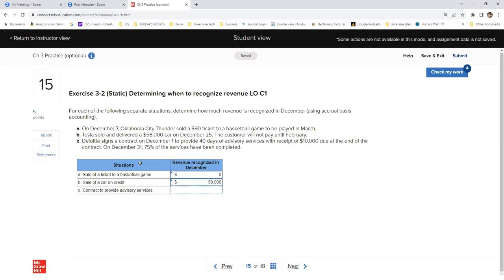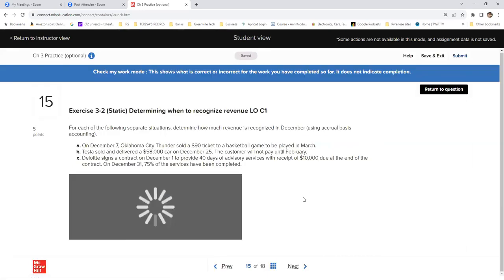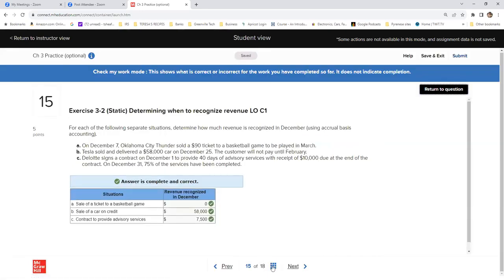Contract to provide advisory services. So Lloyd signed the contract November 1st to provide 40 days of advisory services with the receipt of $10,000 due at the end of the contract. As of December 31st, 75% of the services have been completed. So you're only going to record what's been completed. 75% of 10,000 is $7,500. And check our work. It's all correct.